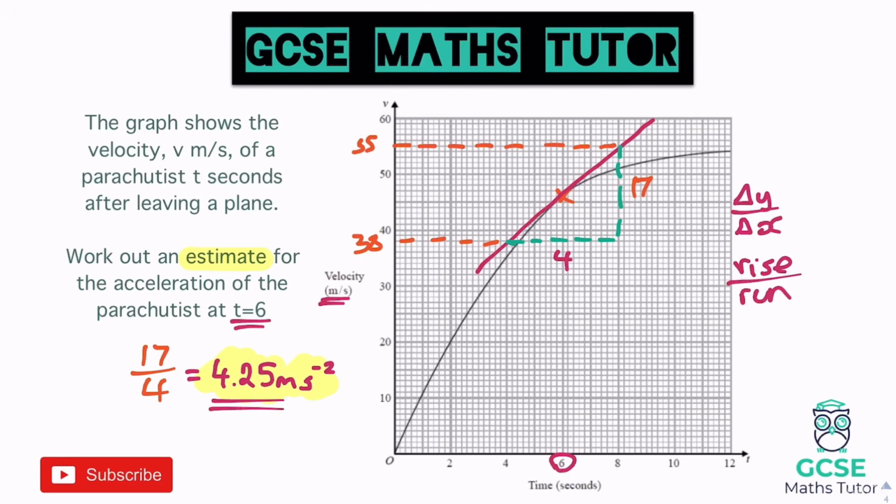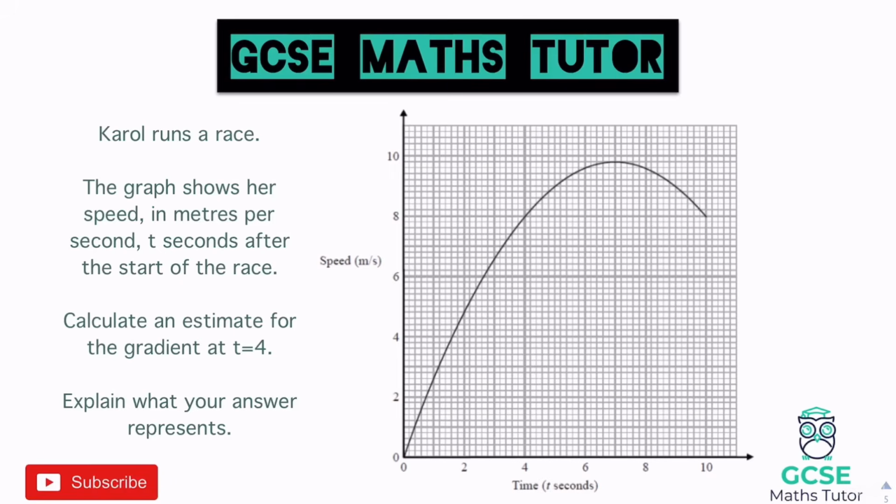Okay, let's have a look at another question. So this question says, Carol runs a race. The graph shows her speed in meters per second, t seconds after the start of the race. Calculate an estimate for the gradient at t equals 4 and explain what your answer represents. Now, obviously, this type of question, we already know now what the answer represents. If we find where t equals 4, which is just here, we know that once we work out that gradient, that is going to show her acceleration.